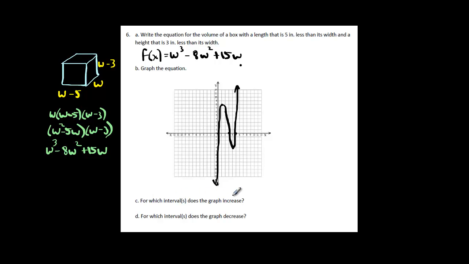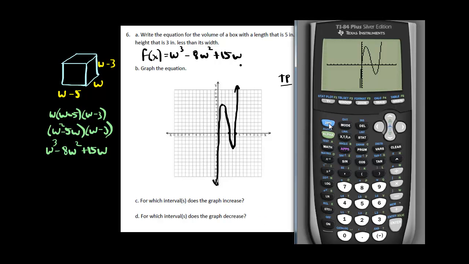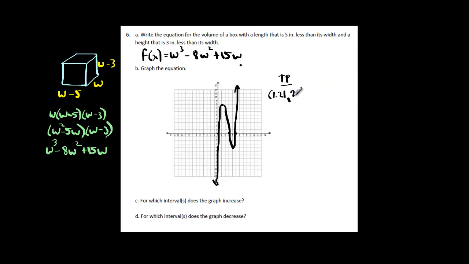Now, for which interval does the graph increase? We need to find our turning points, because whenever we're finding intervals, we have to get the turning points. So there's a turning point here and a turning point here. So let's figure that out exactly. So second trace max, it's right around here. So we're going to go left of that, right of it, and then enter. So 1.21 and 8.2. So we get 1.21 comma 8.2.